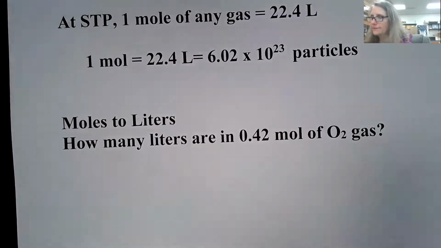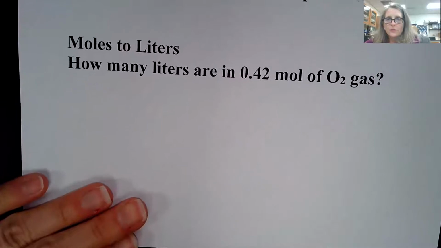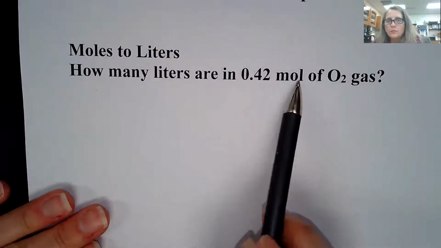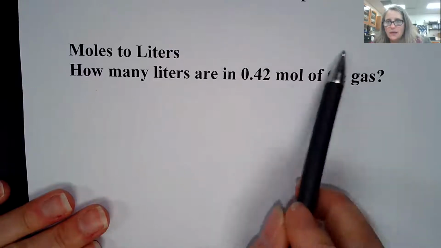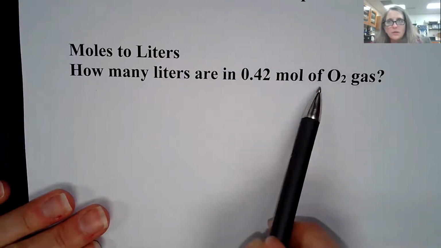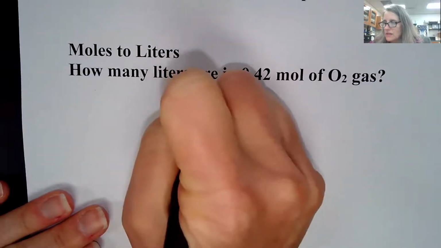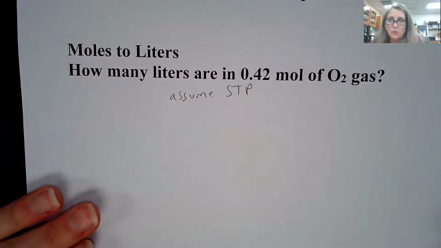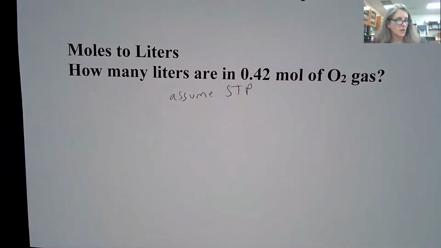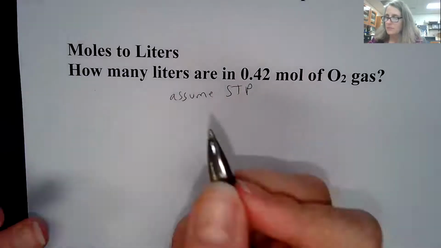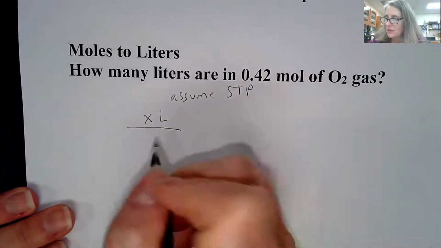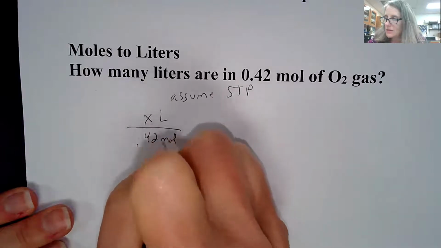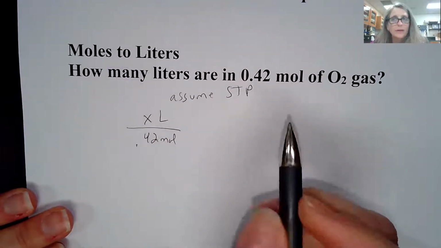So we have moles to liters first. That'll be the first calculation I show you. So how many liters are in 0.42 moles of O2 gas? Well, it really doesn't matter what gas it is. We are always going to assume, okay, STP. So if I don't write it on my worksheet or something else, you're going to assume that it's at STP. So we are going to set up the following. So I'm going to put liters on top and moles on the bottom. That's normally how I set up this proportion, always put moles on the bottom, but it really doesn't matter.